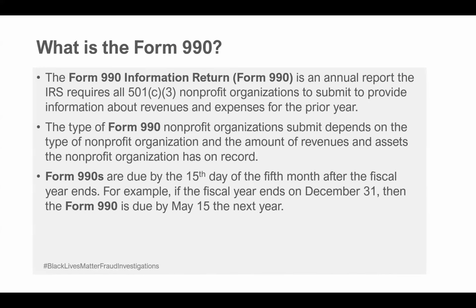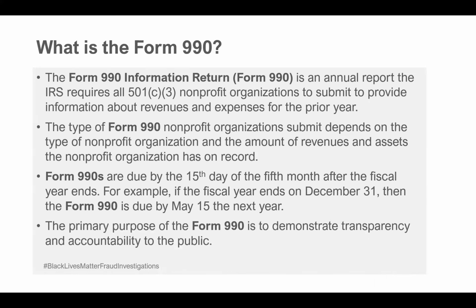Form 990s are due by the 15th day of the 5th month after the fiscal year ends. For example, if the fiscal year ends on December 31st, then the Form 990 is due by May 15th of the next year. The primary purpose of the Form 990 is to demonstrate transparency and accountability to the public.